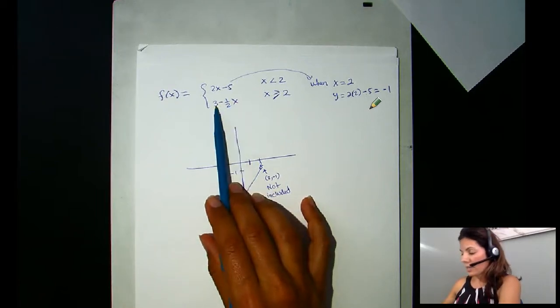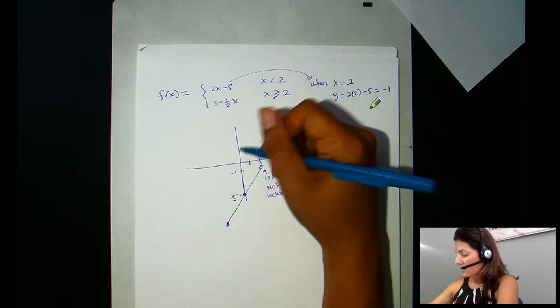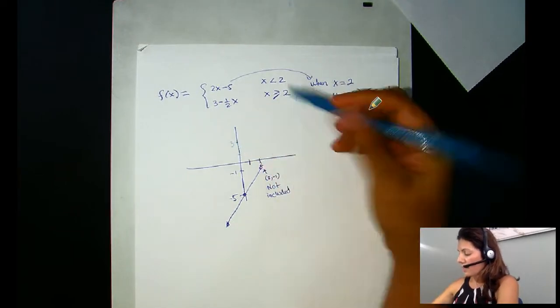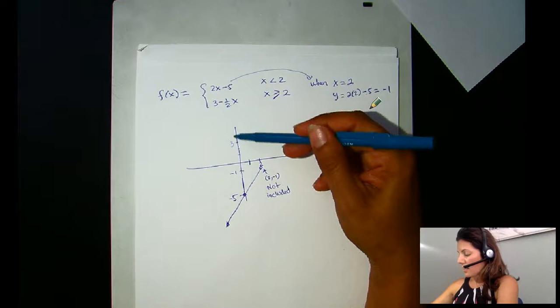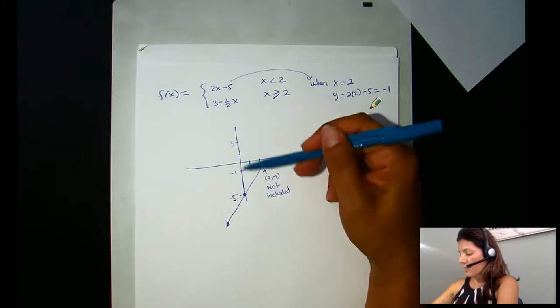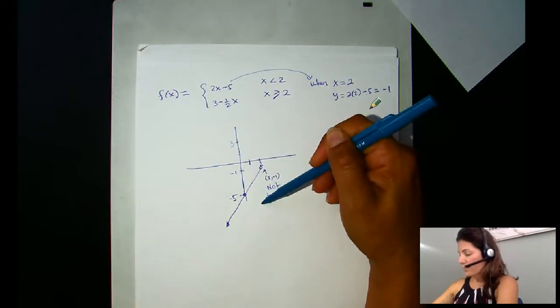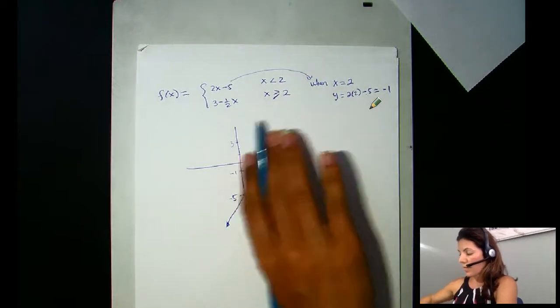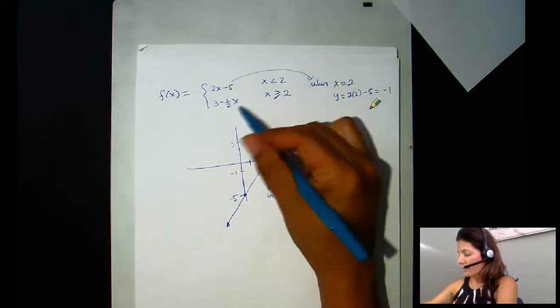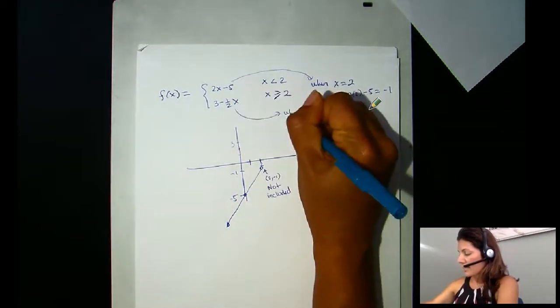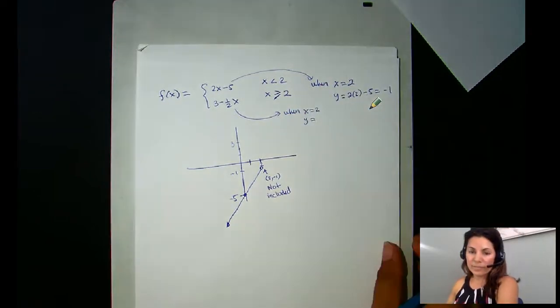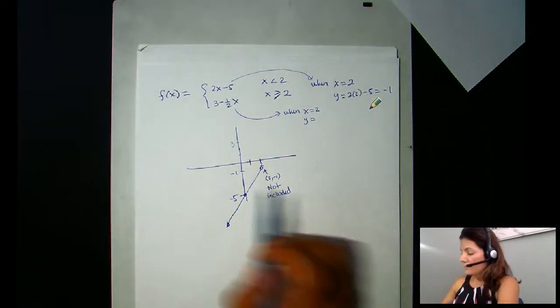And this line has a y-intercept of positive 3. I'm going to go to positive 3. But notice that if I start drawing here, it's not going to be a function because it's not going to pass the vertical line test. So I need to be careful of that. I'm only going from 2 and to the right. So I want to find the value at 2. When x equals 2, what is the y value of this particular formula?